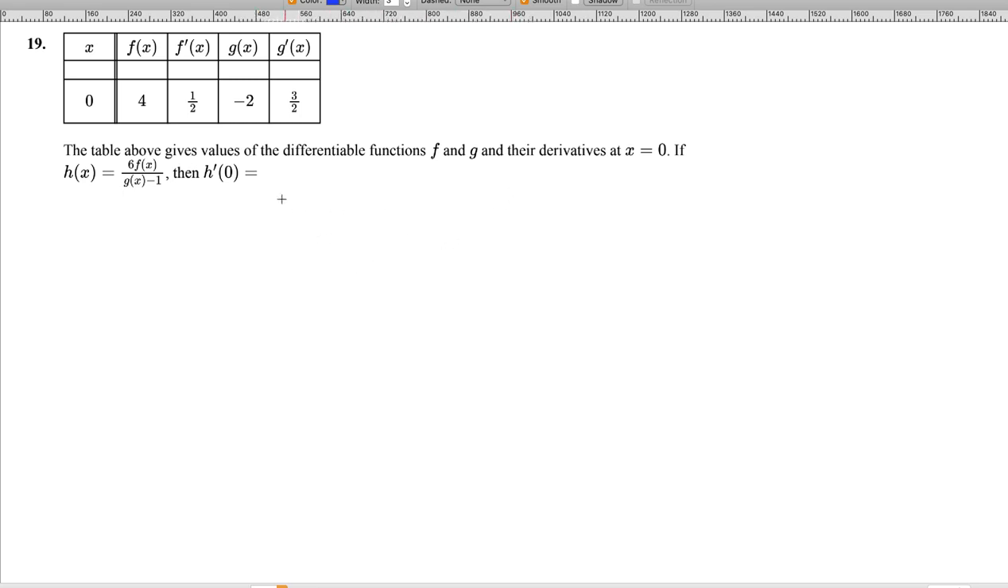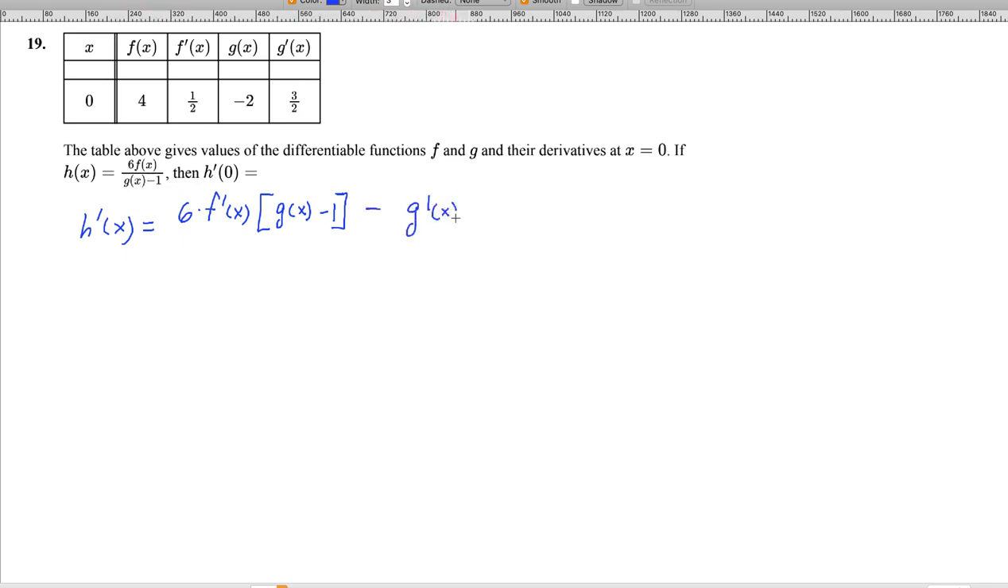There we go. And what we're going to do is we're going to have now h prime of x, and basically we differentiate this function using the quotient rule. So the derivative of 6 times f of x is 6 times f prime of x times the bottom function, and the bottom function is g of x minus 1, minus the derivative of the bottom function, which is just g prime of x.